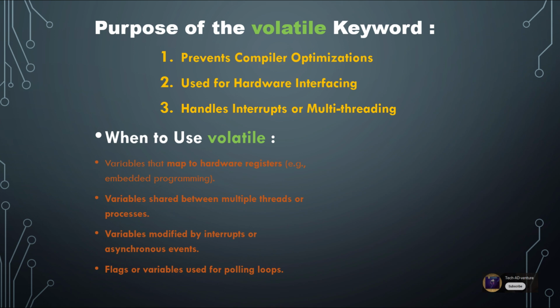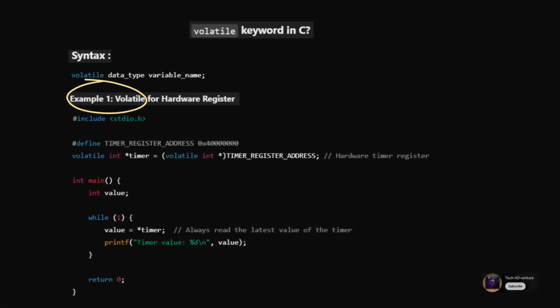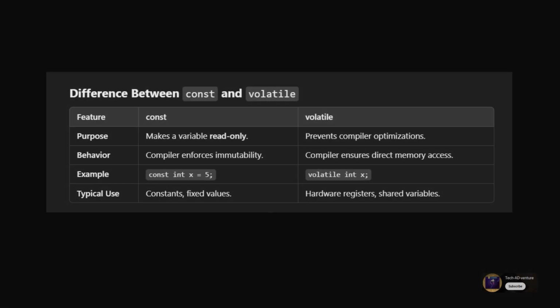Here is a list of when to use volatile. Have a look. For example, volatile for hardware register. Suppose you are reading from a hardware register, for example, a timer or sensor, that changes independently of the program. The volatile keyword ensures that the program always reads the latest value from the hardware register, timer_register_address, instead of caching it. Without volatile, the compiler may optimize the loop to read, dereference, timer only once, thinking its value never changes. Look at the difference between const and volatile.